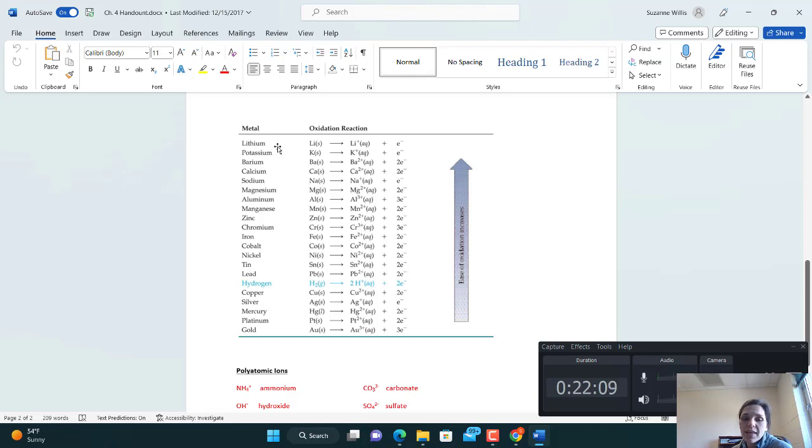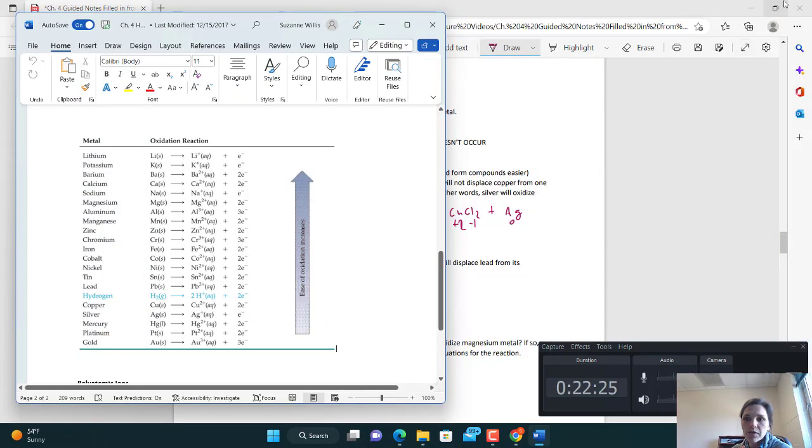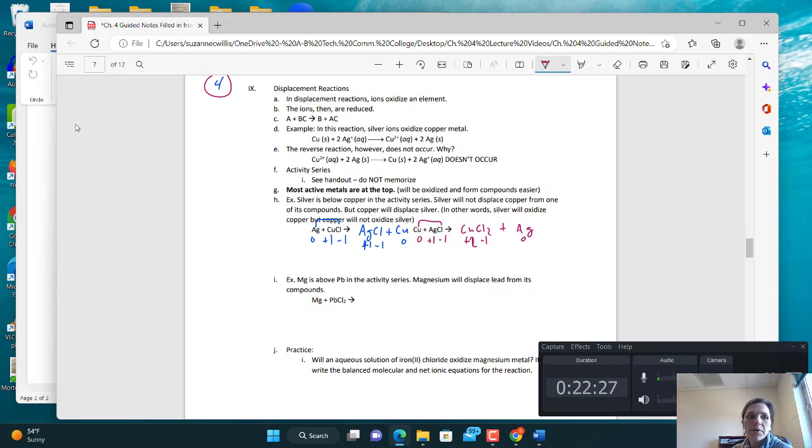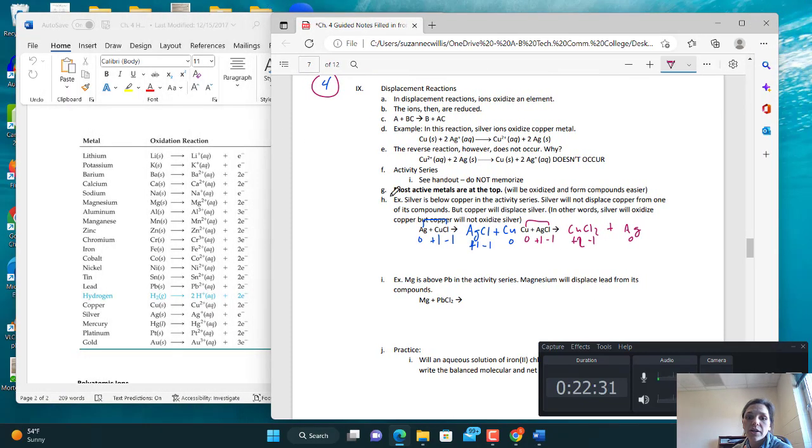You're going to end up in the group. Does that make sense? It's a terrible example, but maybe it'll help you. The higher you are on this list, the more likely you're going to be in the compound. Remember? So we can predict whether certain displacement reactions will occur, okay?